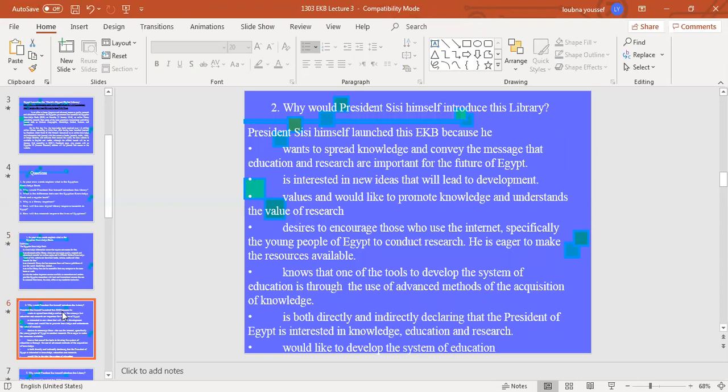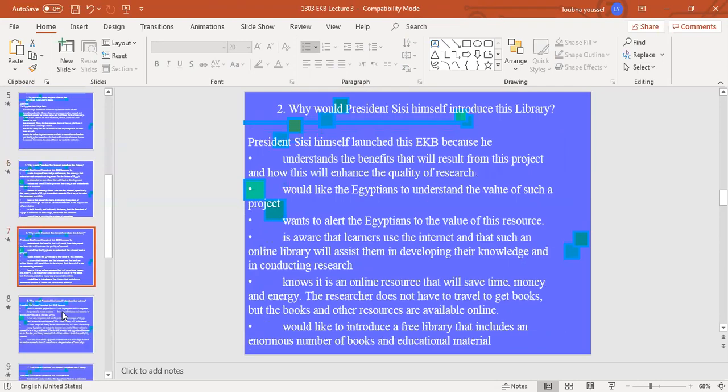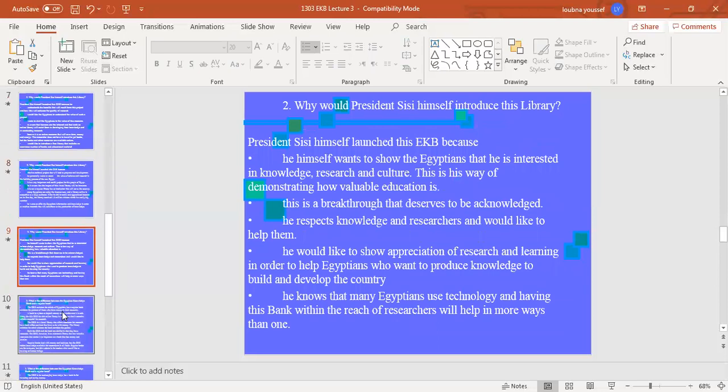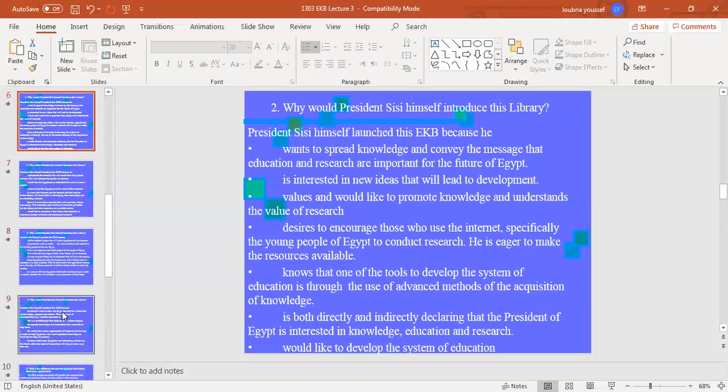Now, question number two, why would President El-Sisi himself introduce this library? Now, this is the first slide, this is the second slide, and this is the third slide to tell you that there are four slides that introduce the different answers of the different students about this question.